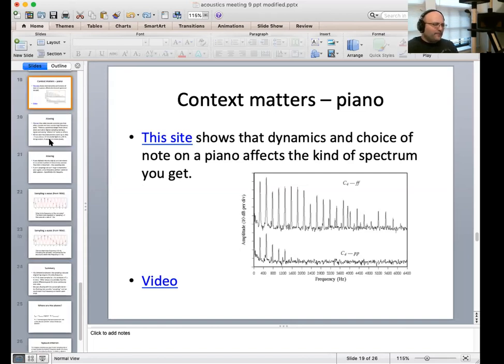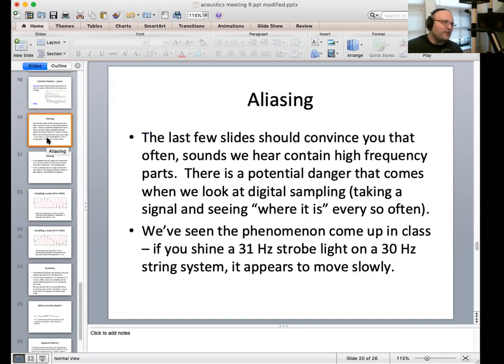Okay, so nearly done. I'll shortly summarize the rest. I often bring up problems with aliasing in this class, and the reason is because the last few slides should be convincing that even though we think we're playing one frequency, we're often getting higher frequency parts in it.